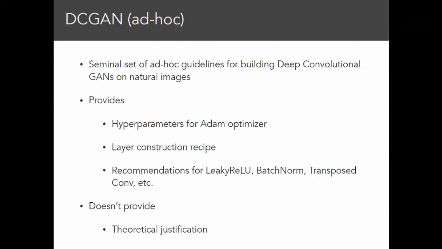So DCGAN is a set of ad hoc, basically architecture construction guidelines for building these systems. It gives you guidelines around hyperparameters, layer construction, when to use batch normalization, when to use transpose convolutions, etc. These work really well for natural images. Unfortunately, this provides no theoretical motivation for why these things should work very well. We have a good rough intuitive sense as to why using a rectified linear unit that does not have sparsity should work well, but we don't have anything that we can prove.